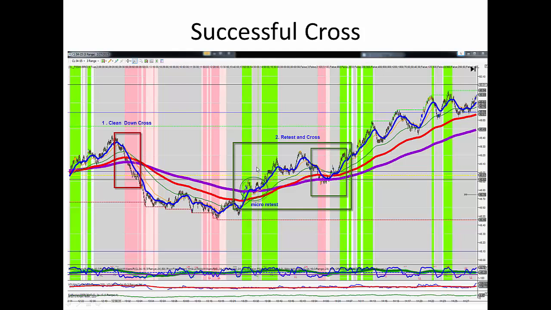This is what we call a micro retest because it's a very short retest. The retracement began only a few bars after the first cross. This is the first cross. Obviously, this is a possible entry for you for a long trade. Yes, definitely, it is. But it is aggressive.